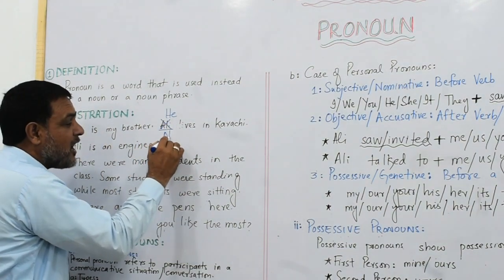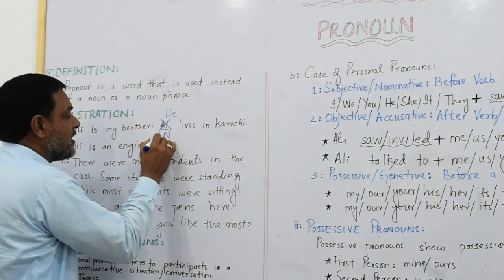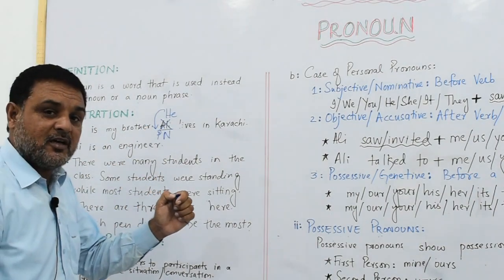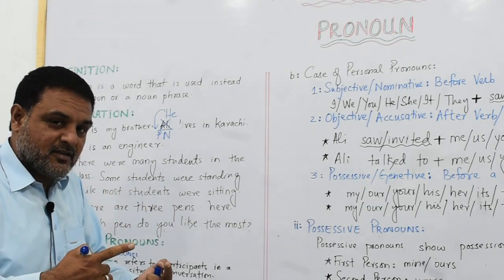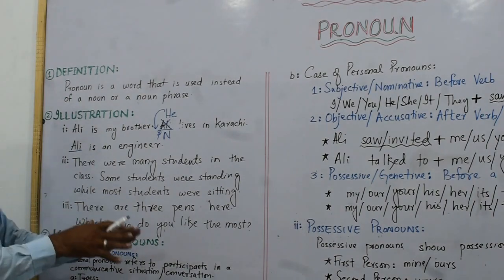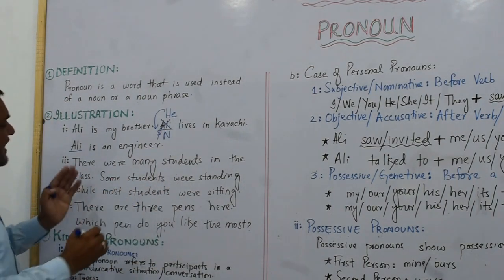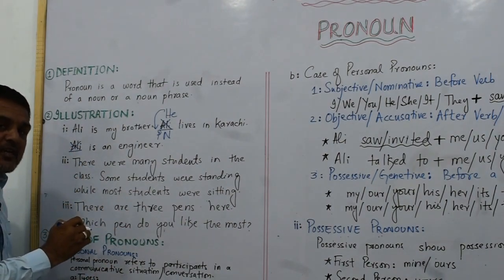Ali is a noun. So a word that replaces a noun is called a pronoun. So by this definition, he will be called a pronoun. The reason is that it has replaced a noun, Ali. Same is the case over here. Ali is my brother. Ali lives in Karachi. Ali is an engineer. We don't use Ali again. We avoid repetition of nouns and noun phrases.